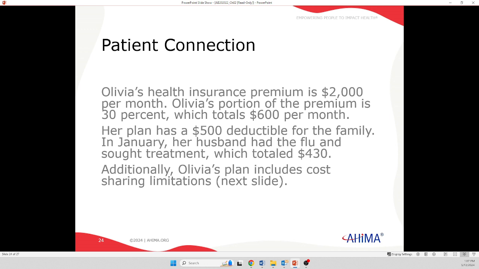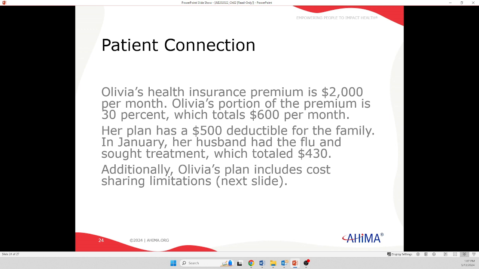Let me get my calculator. Don't want to be ciphering wrong. So 2,000 minus 600 is 1,400. So her employer pays $1,400. Her plan has a $500 deductible for the family.